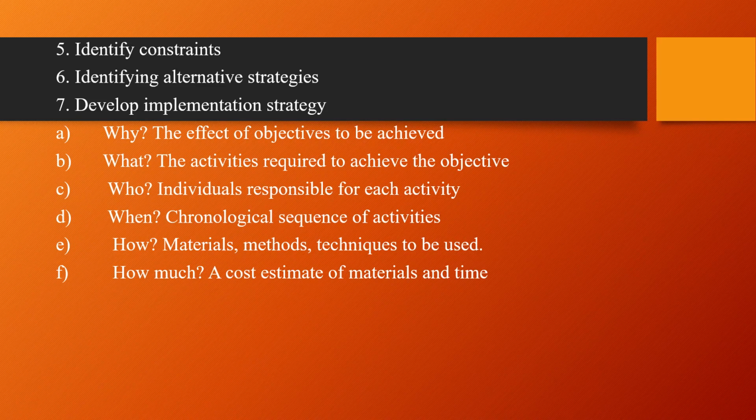So how to identify these constraints and how to overcome them? So we are going to the sixth step of identifying the alternative strategies. What are the alternative strategies that should be identified if there is a constraint that has happened? For example, I'll give an example: in a rural setup where adequate transport facilities are not available, how to plan a dental program in that rural setup?